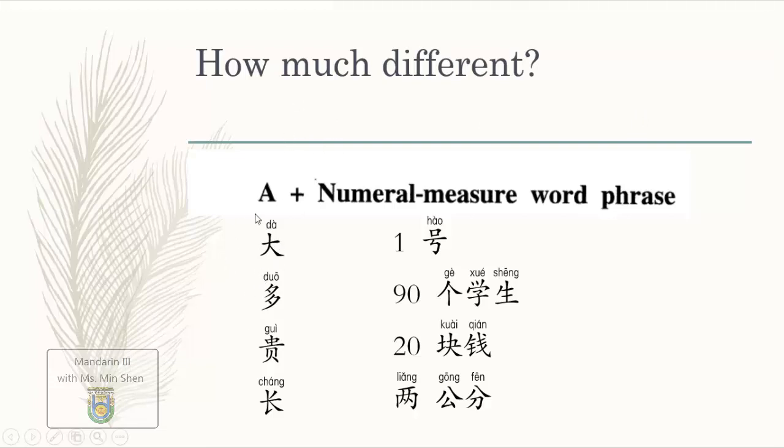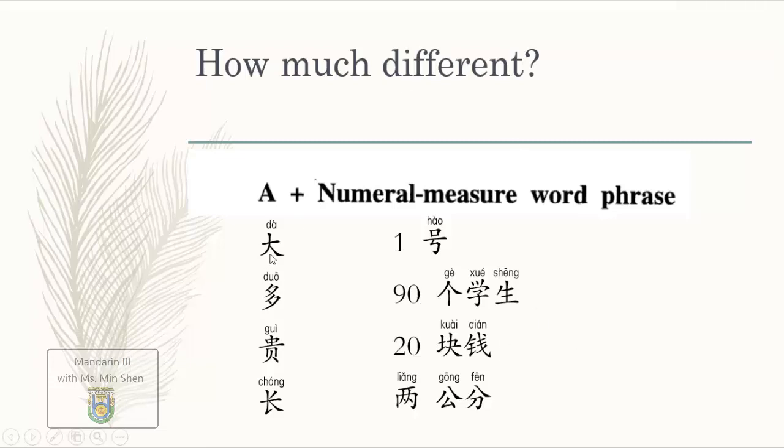For example, 大，多，贵，长: bigger, more, more expensive, longer. And this structure, numeral, the numbers, and measure word phrase, 号，个学生，块钱，公分. This kind of structure, following the adjectives, tells how much is the difference. How much different?